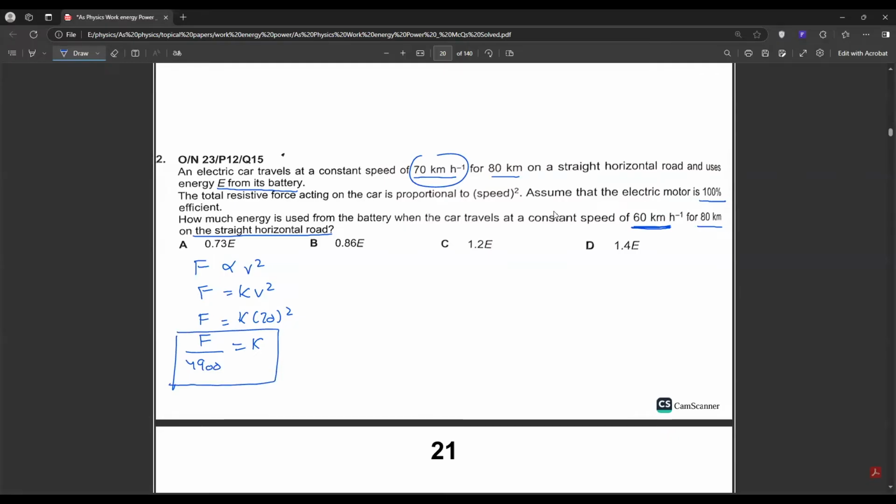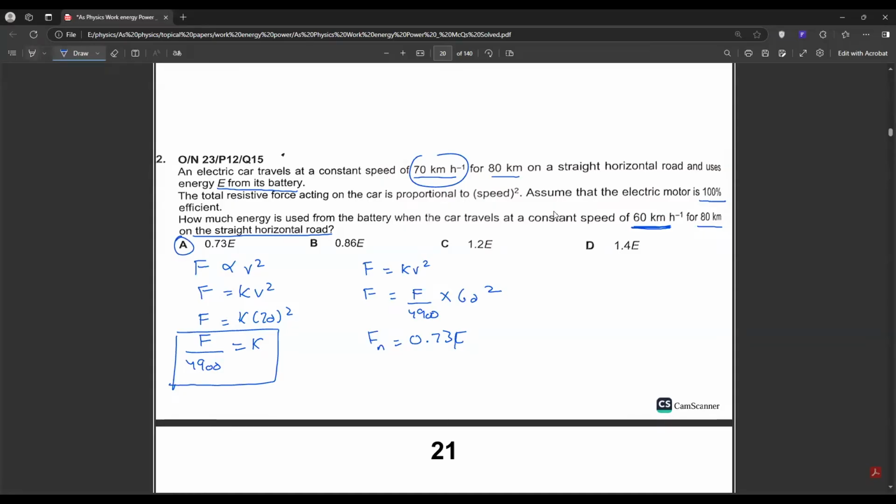Perfect. Now, let's calculate the energy. When you have 60 kilometer per hour, F is equal to k v square. F is equal to k, which is F over 4900, into 60 square. This becomes 60 square divided by 4900. This comes out to be what? 0.73 F is your new force, you can say. Now, A is your answer.